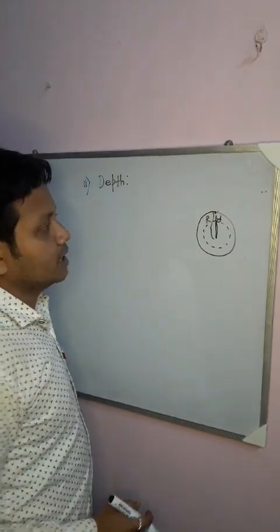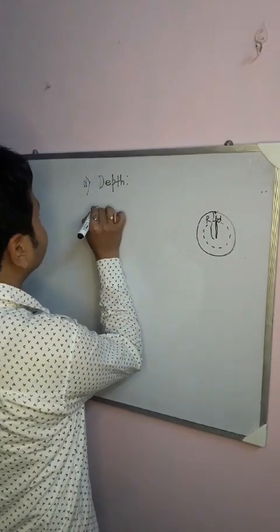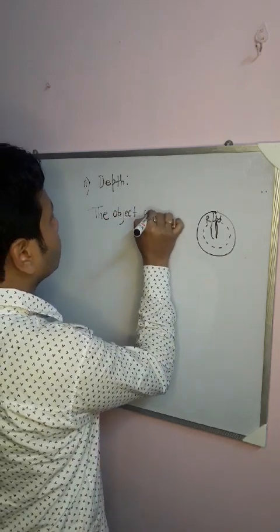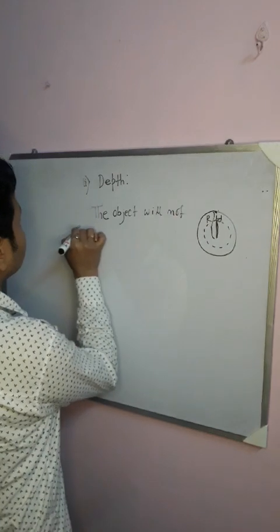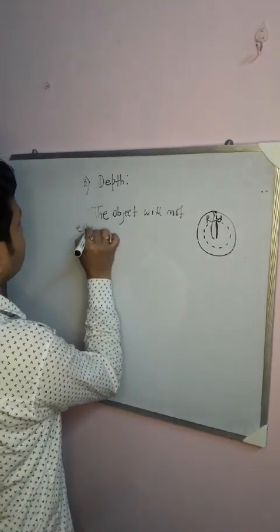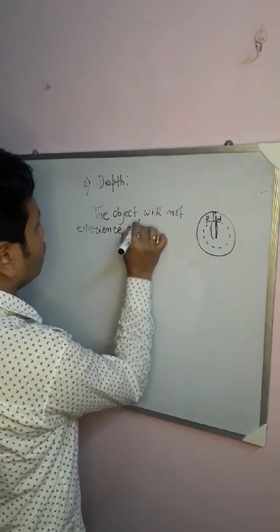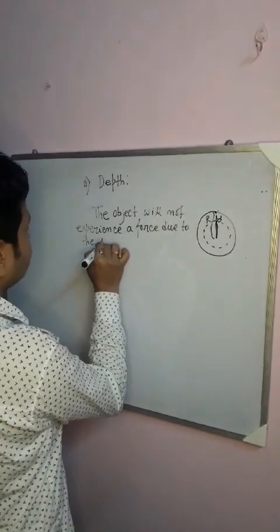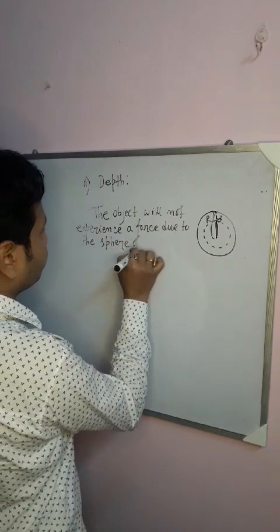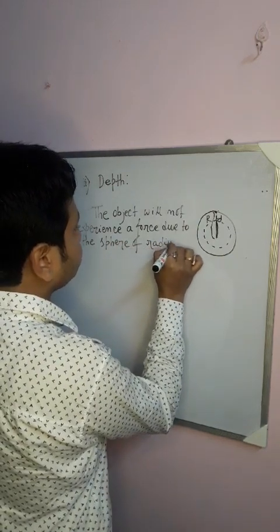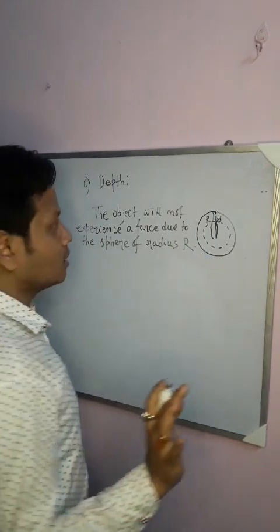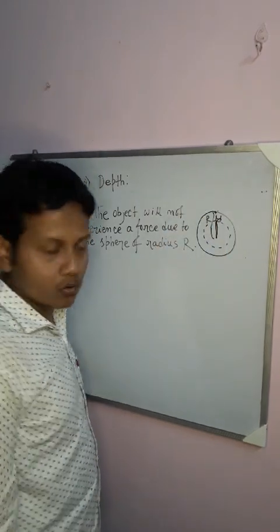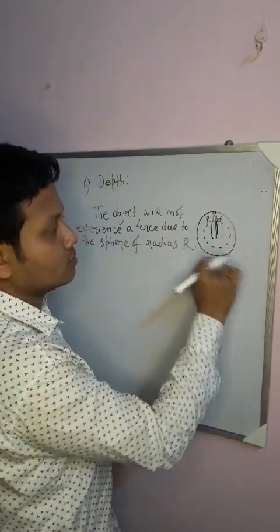That means the object will not experience a force due to the sphere of radius R. There is no force of attraction due to this sphere, so it can only experience a force of attraction due to the inner spherical shell. Now first of all we have to find out the mass of the shell.